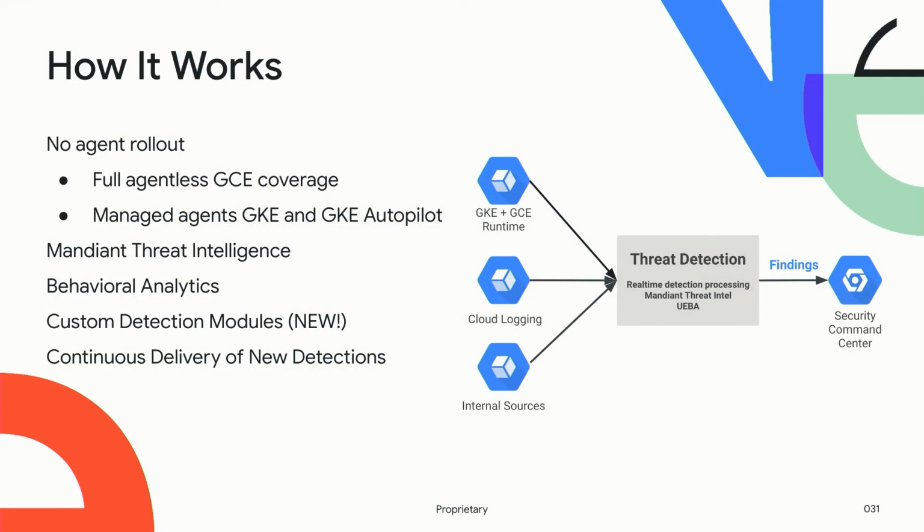Now, at Google, we have unique access to telemetry from Google Cloud Services and cloud logging, and we can gain deep insights into compute and containers without requiring customers to install and manage agents. We can analyze this massive volume of data, again, in near real time, layering on Mandiant threat intelligence and a variety of advanced analytics capabilities, things like UEBA, to help detect threats.